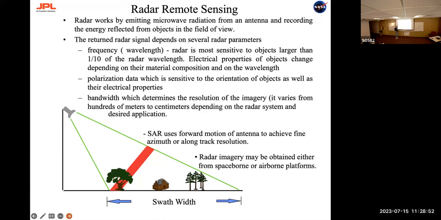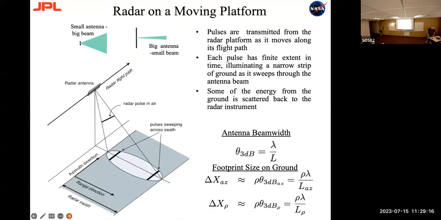Remember, the radar will pick a polarization or will transmit multiple polarizations depending on what type of radar it is. The bandwidth, which we'll learn in a moment, determines the resolution of the imagery in the cross-track direction. And then the SAR will use the forward motion of the antenna to develop the azimuth or the along-track resolution. So those are the key aspects of forming an image. Now, we already went through the slide, so I won't go through it again.